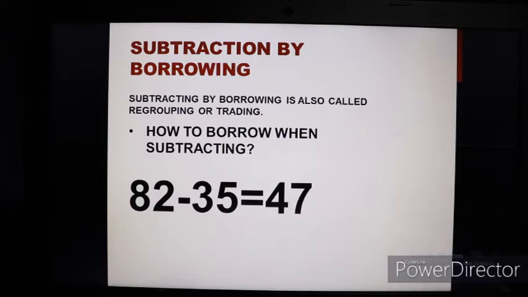So 1 is borrowed from 8 and 2 becomes 12. Now we can easily subtract 5 from 12, which gives 7. In the tens place, we are left with 7 as the top number instead of 8. So 7 minus 3 equals 4. Hence 82 minus 35 equals 47.